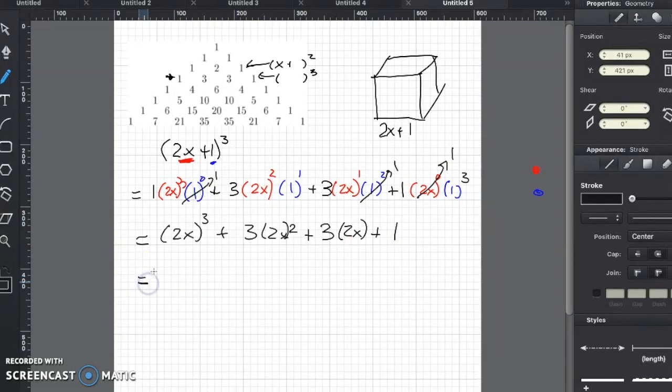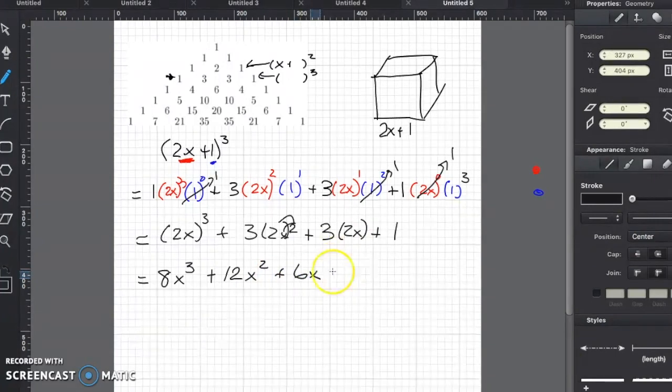This is the part that students seem to have problems with. When I have an exponent on some term here, I have to hit both of those terms with the cube. So I have 2 cubed, which is 2 times 2 times 2, or 8. This is going to be x cubed. This is going to be 2 squared, or 4, and x to the second power. So I'm going to have 3 times 4, which is 12x squared. 3 times 2 is going to be 6x. And then finally plus 1.